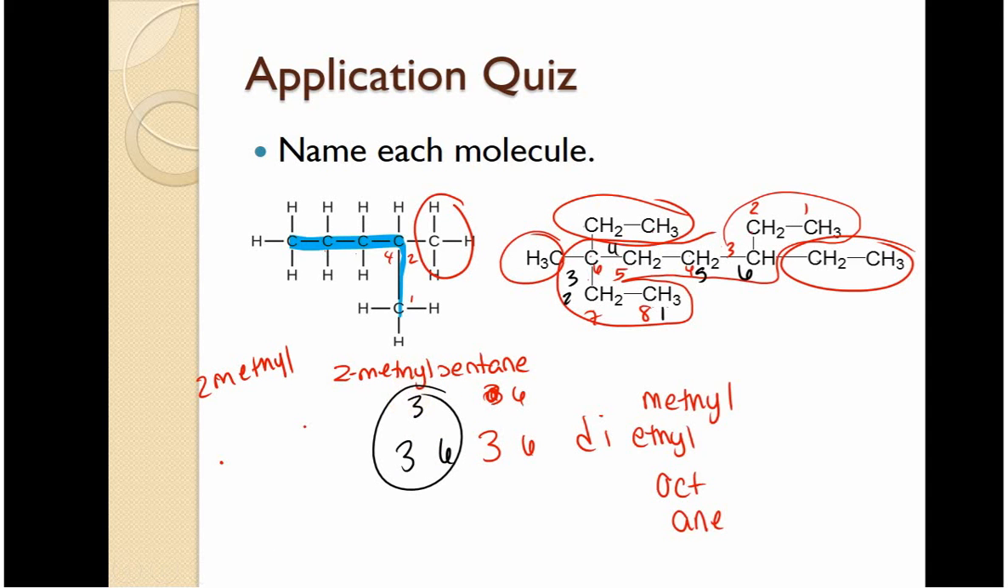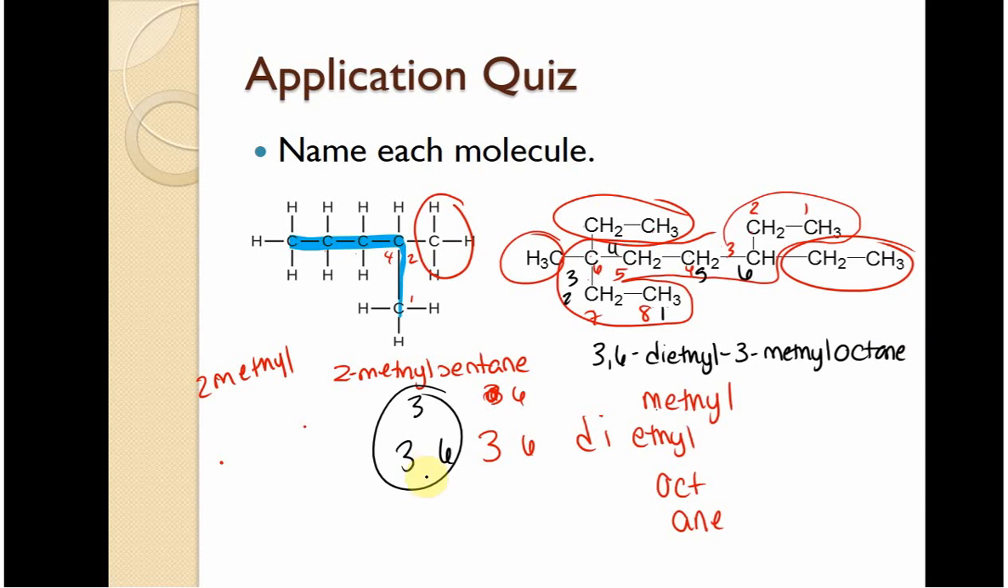And so this is going to be 3-methyl, 3,6-diethyl. And we're going to put these in alphabetical order. So E comes before M. So this is going to be 3,6-diethyl-3-methyloctane.